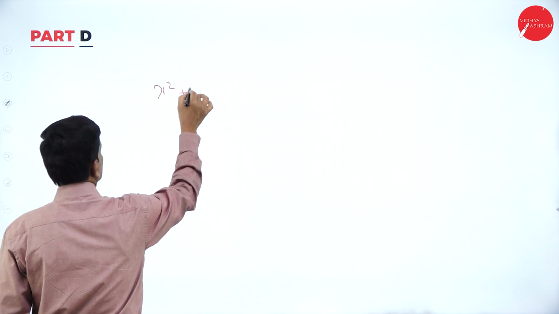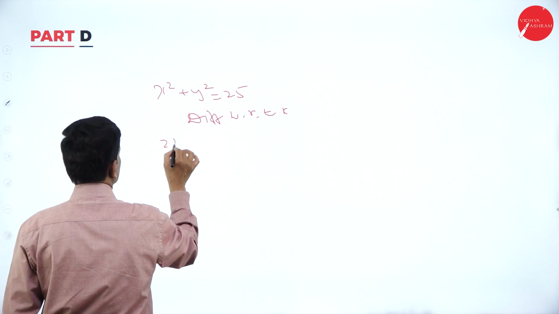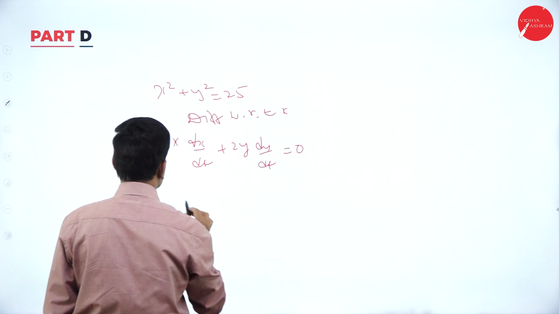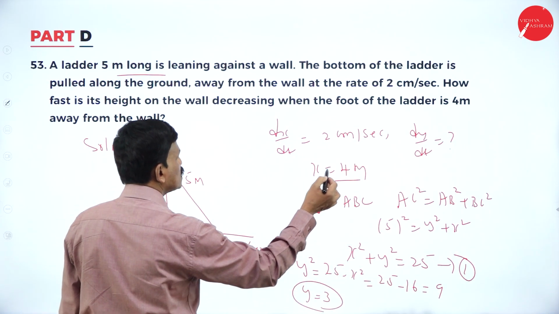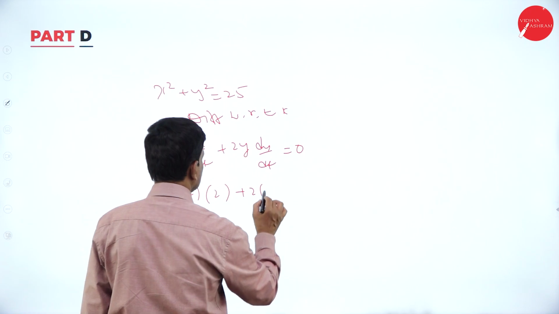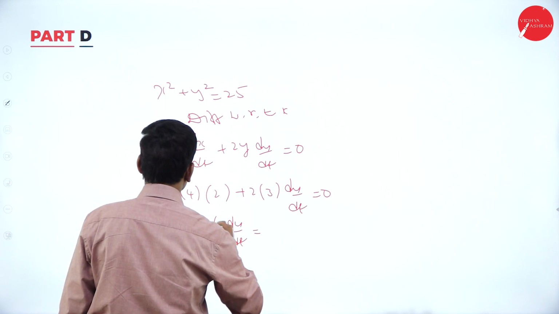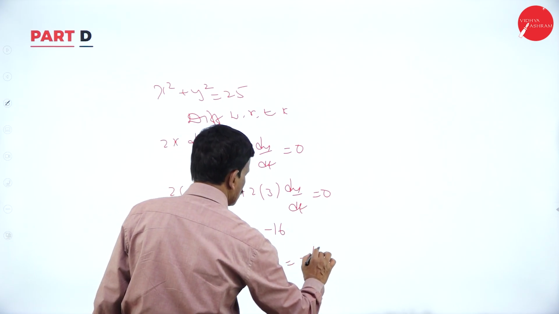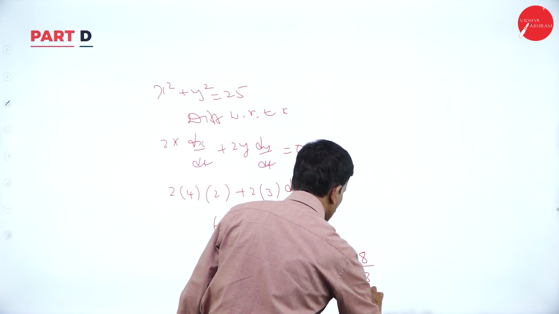Differentiate x square plus y square is equal to 25 with respect to t on both sides. Differentiation of x square is 2x into dx by dt, plus y square gives 2y dy by dt, is equal to 0. 2 into x, which is 4, into dx by dt, which is 2, plus 2 into y, which is 3, into dy by dt is equal to 0. 6 dy by dt is equal to minus 16. Dy by dt is equal to minus 16 by 6. Dividing by 2, it is minus 8 by 3.